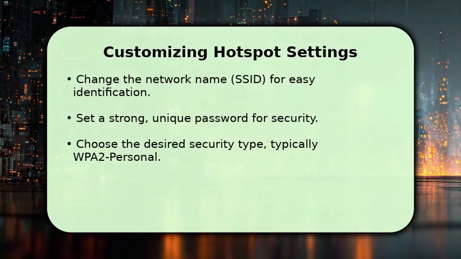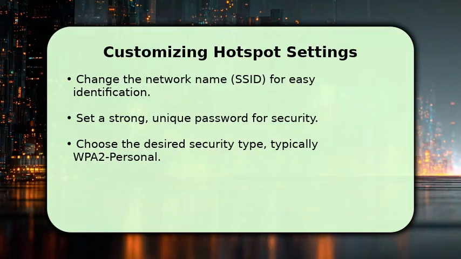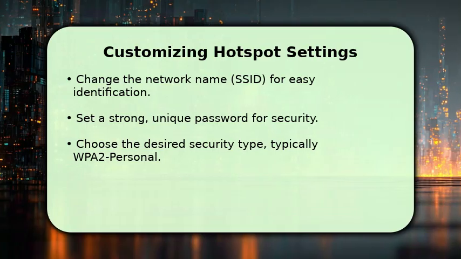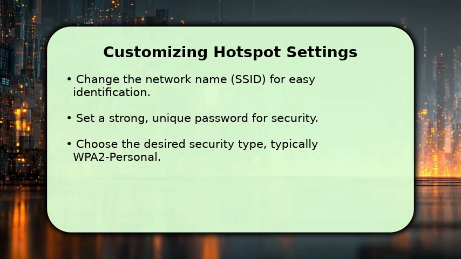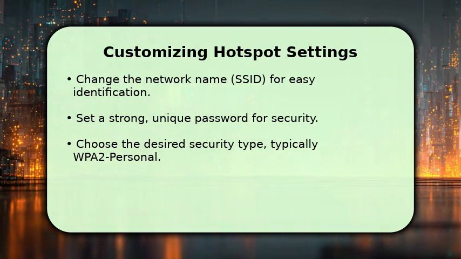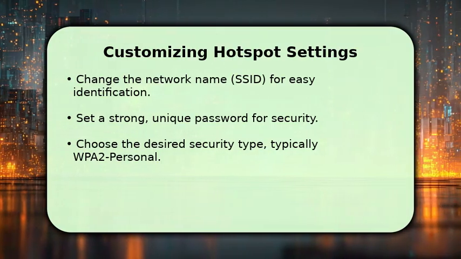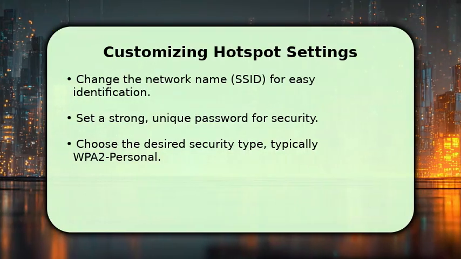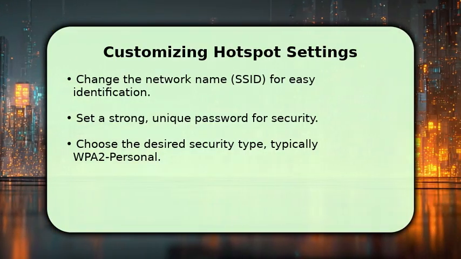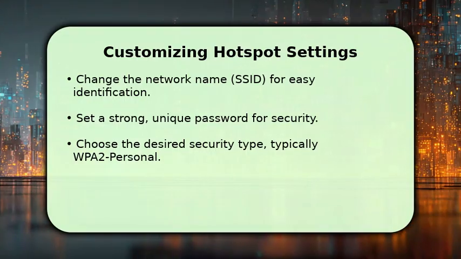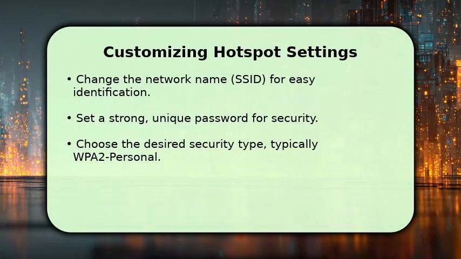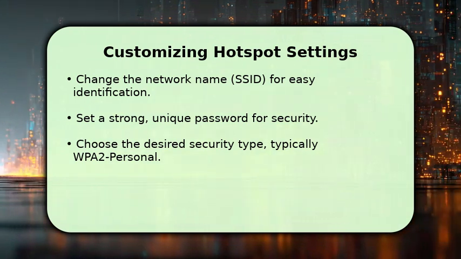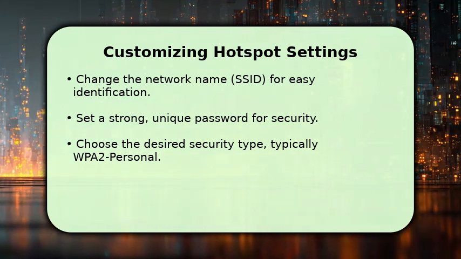Once your hotspot is active, it's crucial to customize its settings for security and performance. You can change the network name, also known as the SSID, to something easily recognizable. Most importantly, set a strong, unique password to protect your connection from unauthorized access. You can also select the security type, usually WPA2 personal, and choose between the 2.4 GHz or 5 GHz band for optimal speed and compatibility with your connected devices.